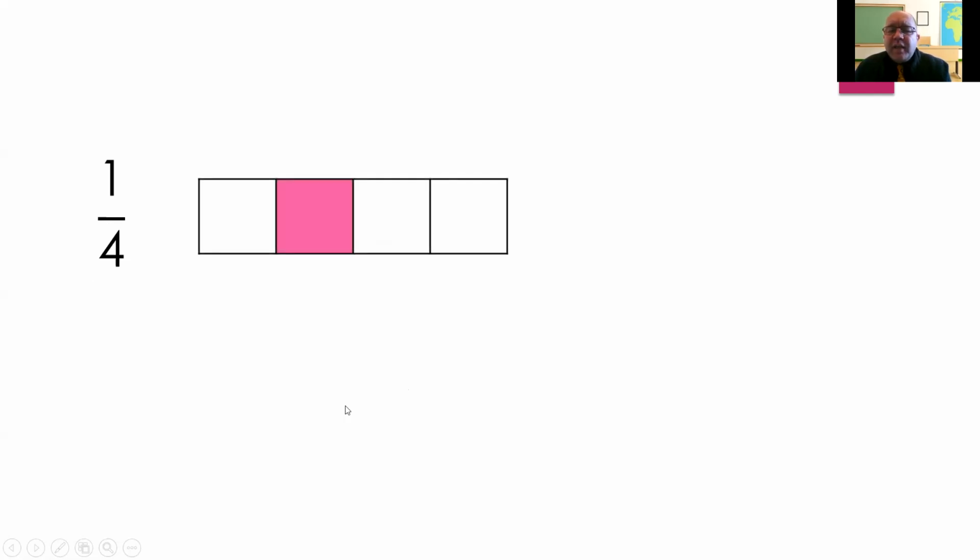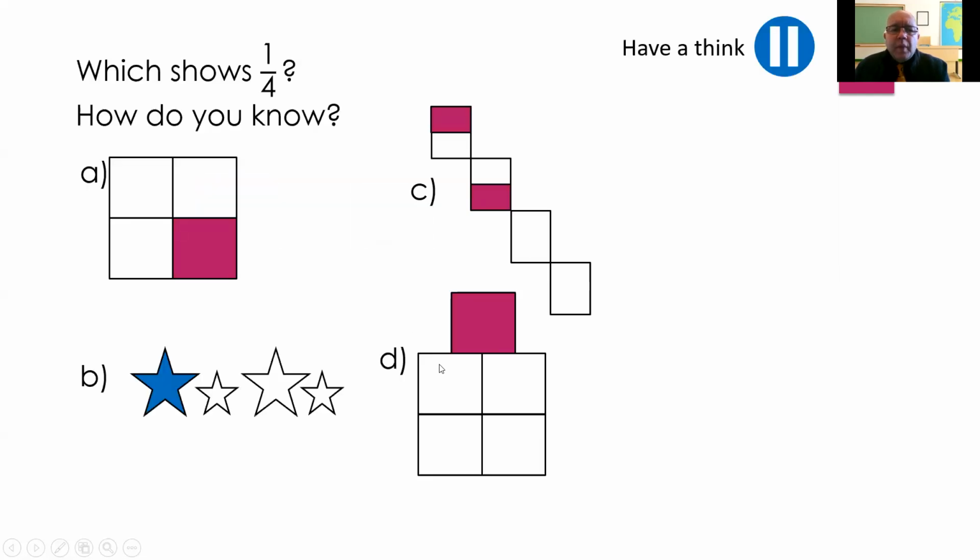But I could have put the shading there. That's still 1/4 of the bar. Doesn't matter which one. That's 1/4 of the bar. And so is that one. As long as it has been split into 4 equal pieces, and as long as we only shade one of them, then that is 1/4.